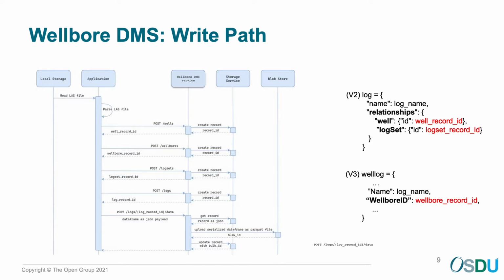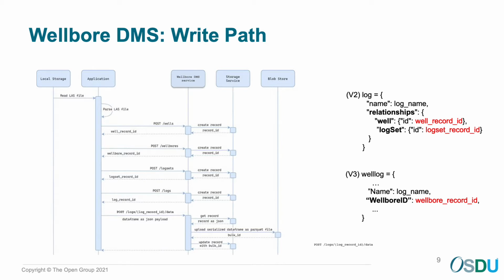After you create a hierarchy of entities from well to log, you can extract data from the LAS file and submit it to the log. To do this, you make a post request to this endpoint using the ID you got after creating the log. The data is submitted in the request payload as a data frame in JSON format.